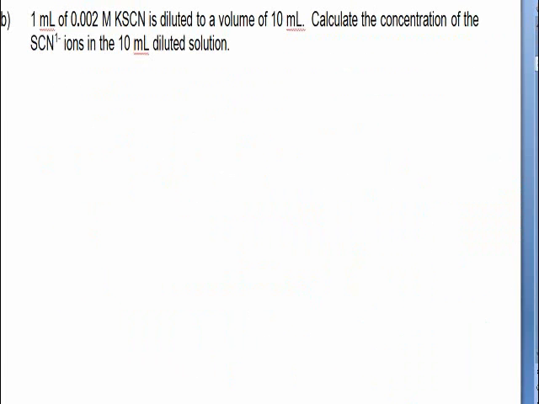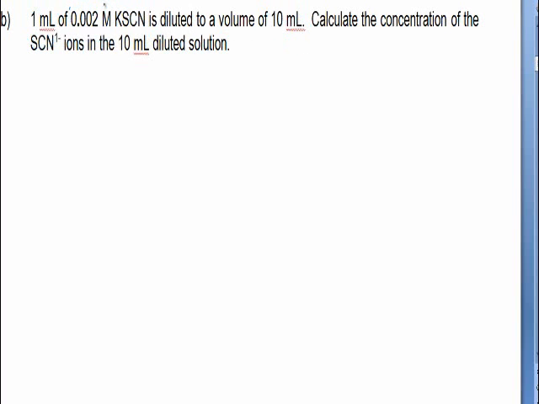Now let's do an example with the thiocyanate ions. Here we're also given 0.002 molar potassium thiocyanate. In this sample we're using 1 milliliter of that. We're going to dilute this to a volume of 10 milliliters. We'd like to know what's the concentration of the thiocyanate ions in the now diluted 10 milliliter solution.